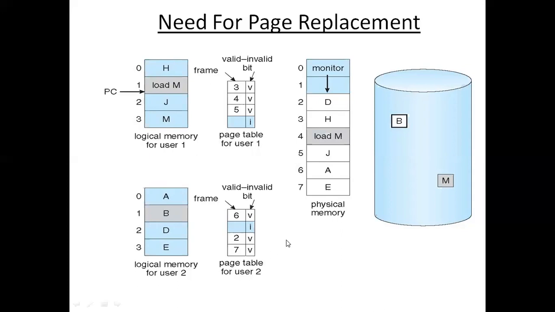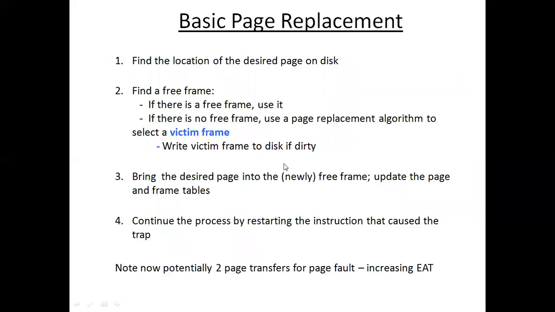The one which you select to swap out and swap in, we call it a victim frame. Write victim frame to disk if dirty. We'll talk about this: what do you mean by a dirty bit? Bring the desired page into the free frame, and update the page table.